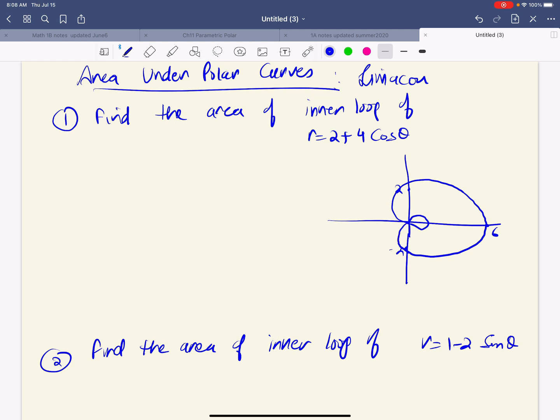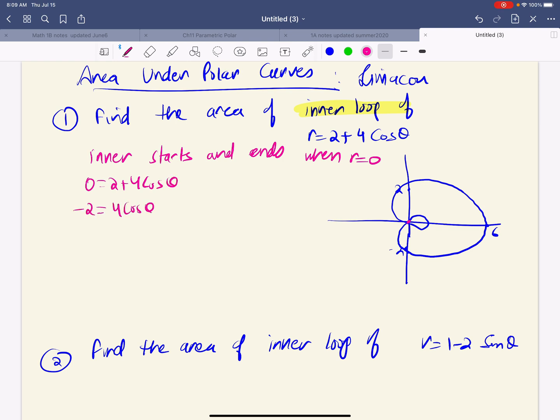So now I do have an inner loop and outer loop, and I'm only looking for the area of the inner loop here. For that, I need to figure out where the inner loop starts and where it ends. The inner loop starts and ends when I am back at the pole, which means when r is 0. So I'm going to plug in r equals 0 and solve. That would be 0 equals 2 plus 4 cosine theta, which gives negative 2 equals 4 cos theta. Negative 1/2 equals cos theta if we divide both sides by 4.